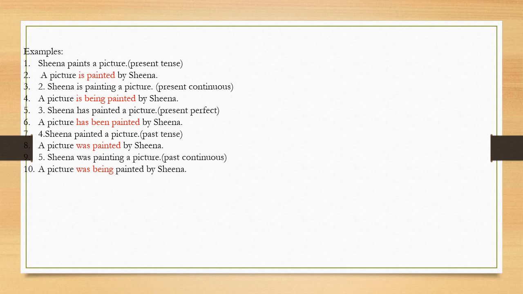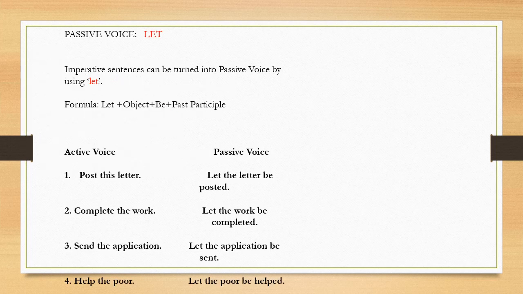Now change into passive voice. Bring the new subject: a picture. Was. The ing form of the verb, how do you change? Being. Paint, participle: painted. Add the preposition "by," and the new object is Sheena. A picture was being painted by Sheena. These are the examples. Now, how do we change into passive voice when the imperative sentence is given?